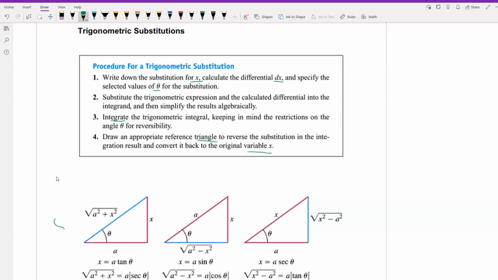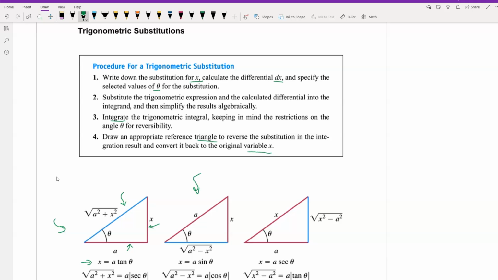The one that I have here on the left side. Here our angle is theta, and we have this side as a, this side is x, and the hypotenuse is the square root of a squared plus x squared. When we have this, we're going to use x equal to a times tangent theta, and the square root of a squared plus x squared is equal to a times the absolute value of secant theta.